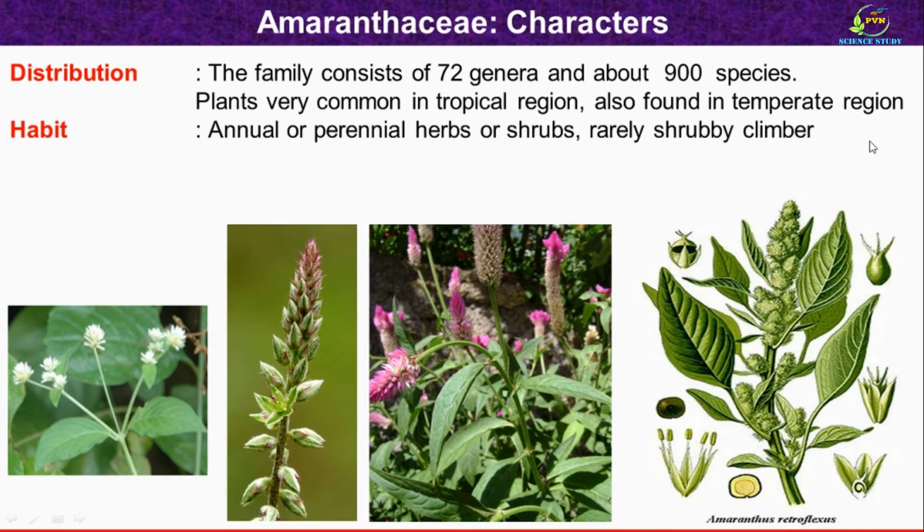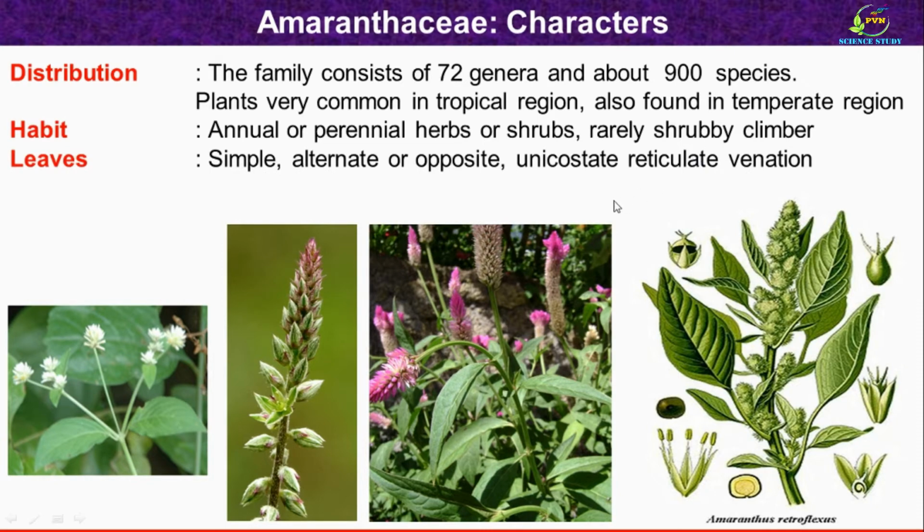Regarding habit, plants are generally annual or perennial herbs or shrubs. So these are the herbs as you can see here. Sometimes they are also shrubs, but they are rarely shrubby climbers. Then regarding the leaves, they are simple as you can see here, and sometimes leaves are alternate. So here you can see the alternate leaves and here you can see the opposite leaves.